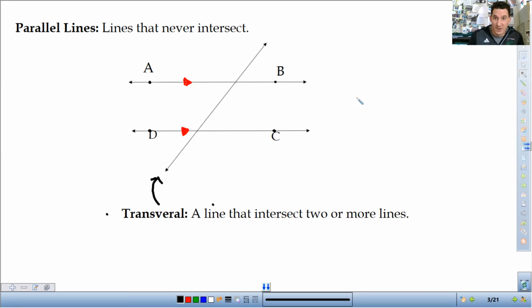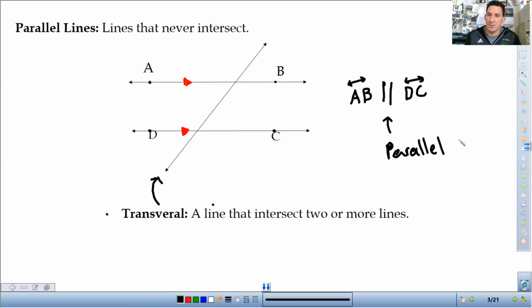And then there is a symbol to notate parallel lines. So we have line AB is parallel to, so you just do two parallel lines, DC. So you'll see this notation a lot too. AB is parallel to DC. This just means parallel. It's like a double L, all right? Parallel to.